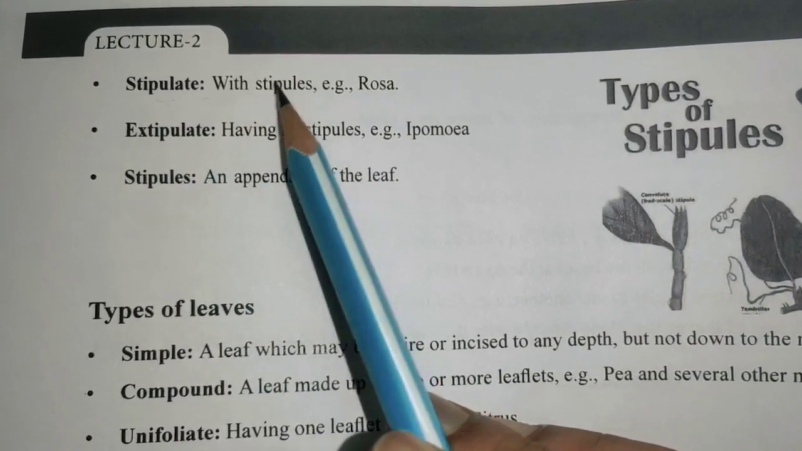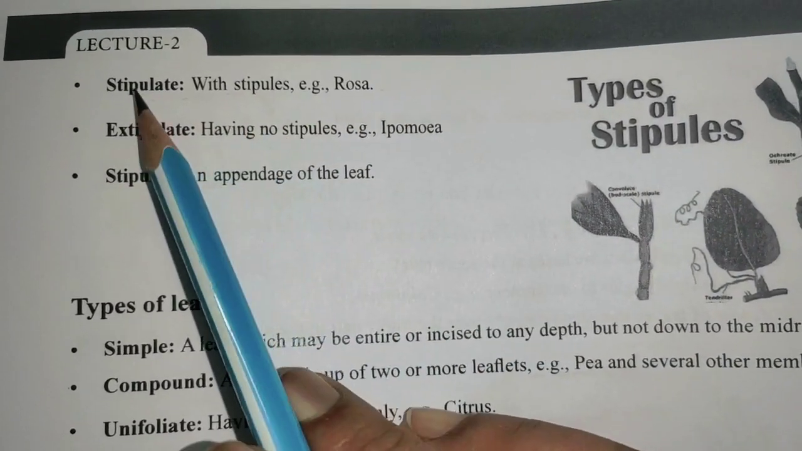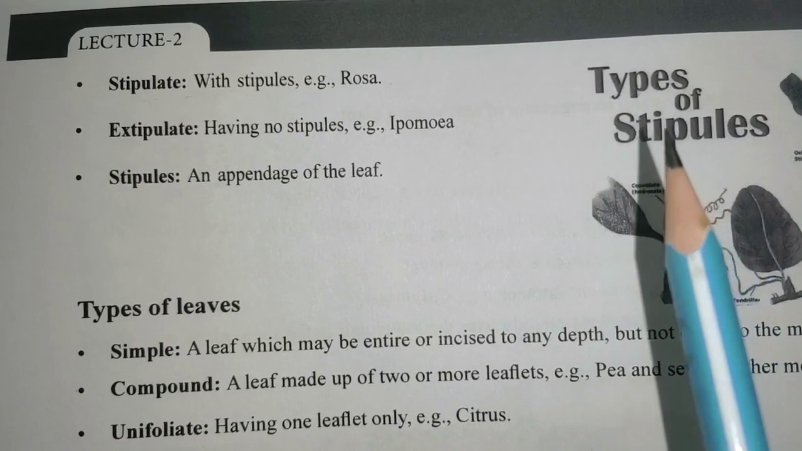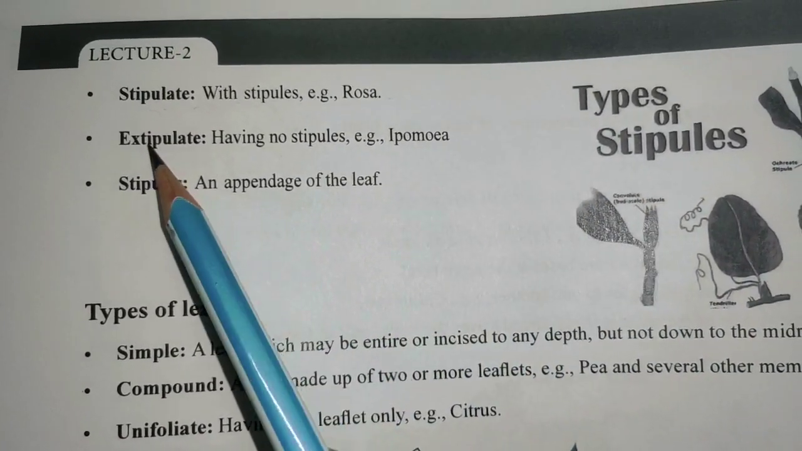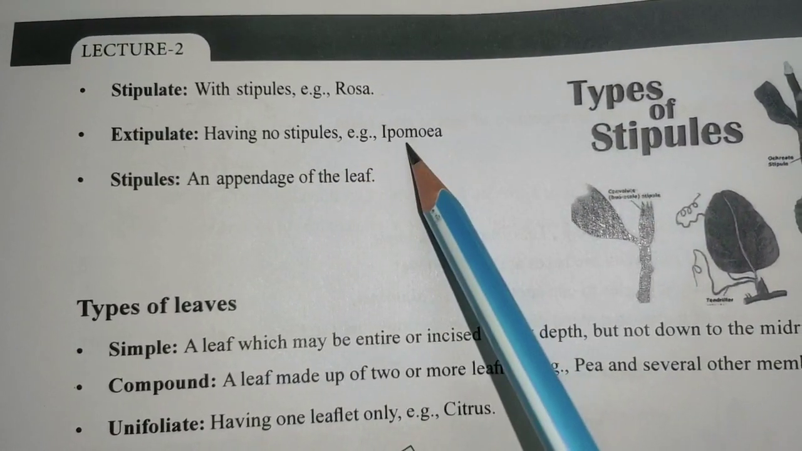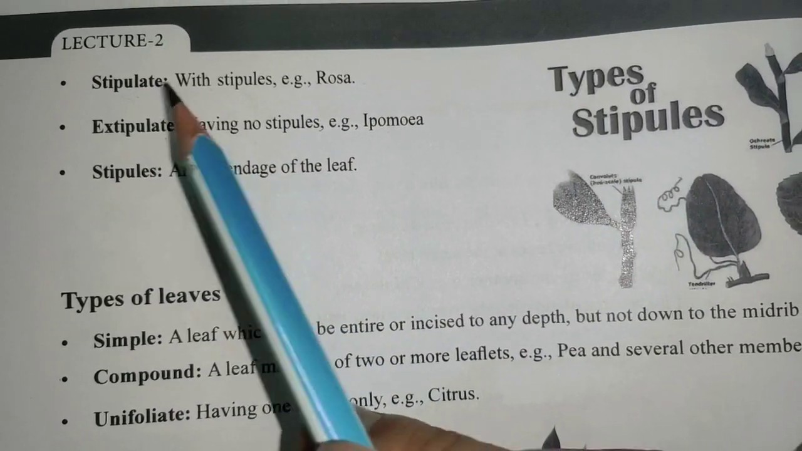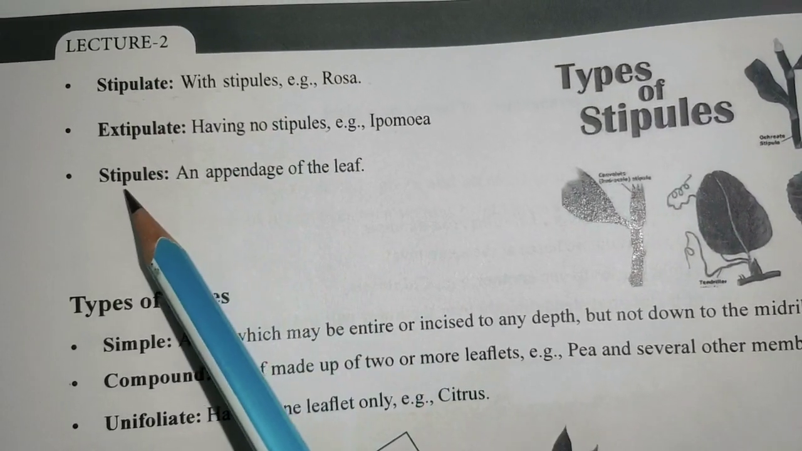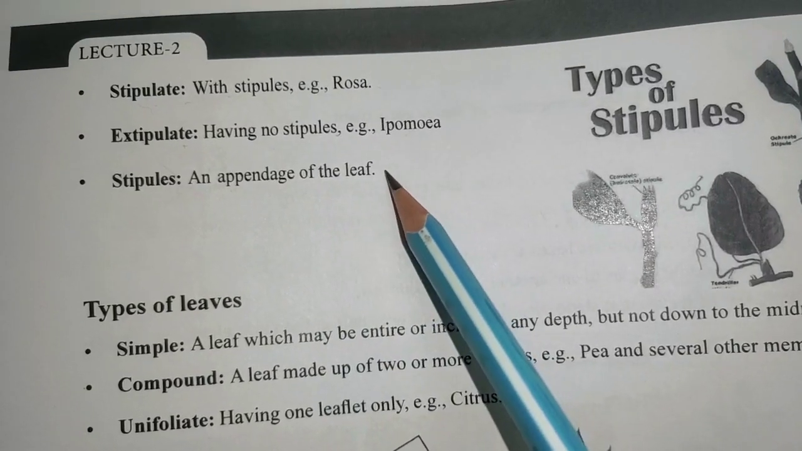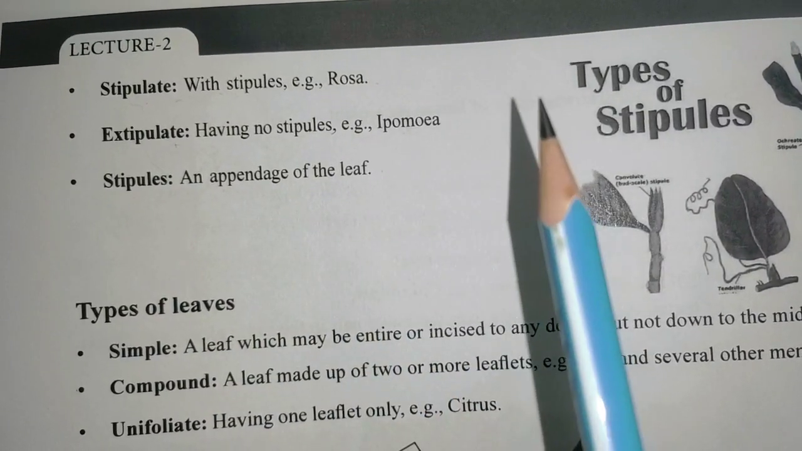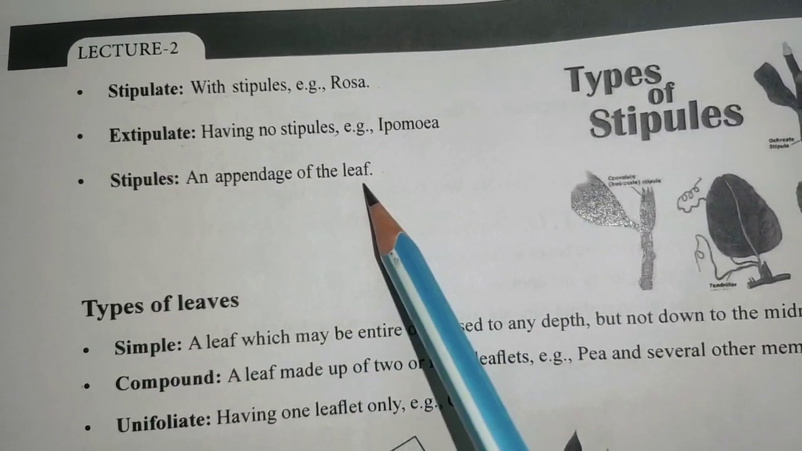This is stipulate, with stipules, like rosa. Stipules are present at the attachment of leaf to stem. Exstipulate, having no stipules, like Ipomoea. Those without stipules are exstipulate, those with stipules are stipulate. Stipules and appendages of the leaves. Stipules are present at the base and we can call them appendages of the leaf.